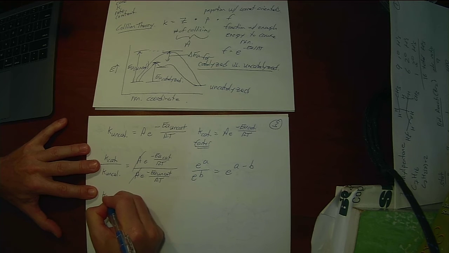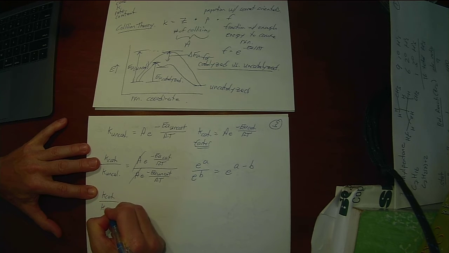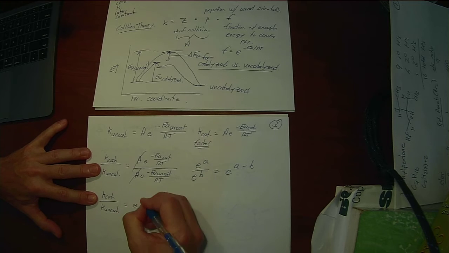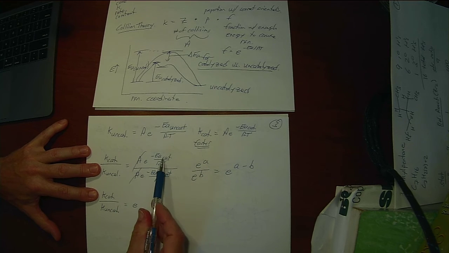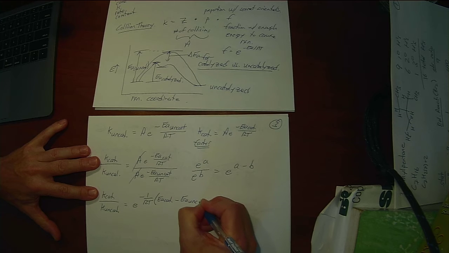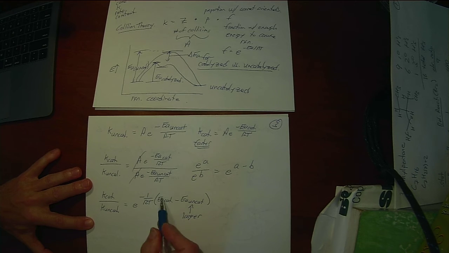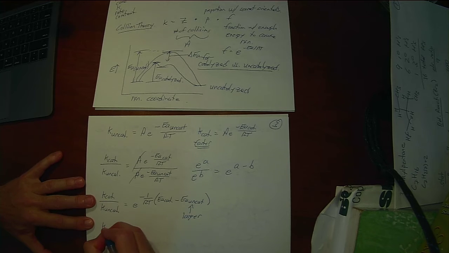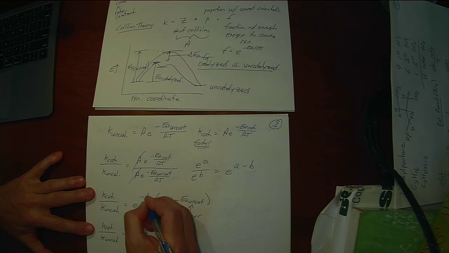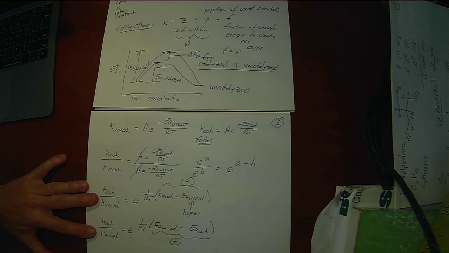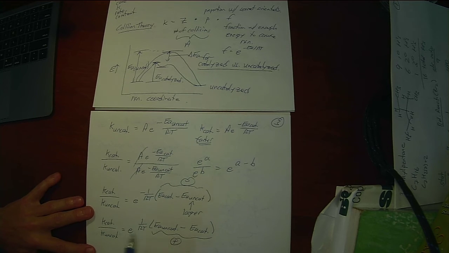So we can write that K catalyzed over K uncatalyzed is equal to e to the, and the activation energy for the uncatalyzed reaction. Since I know this one is larger, I know this is actually going to be a negative number, so it would be productive to rearrange that and write that as, where that's always a negative number, which means the exponent will be positive, which means K cat over K uncat is going to be greater than 1.